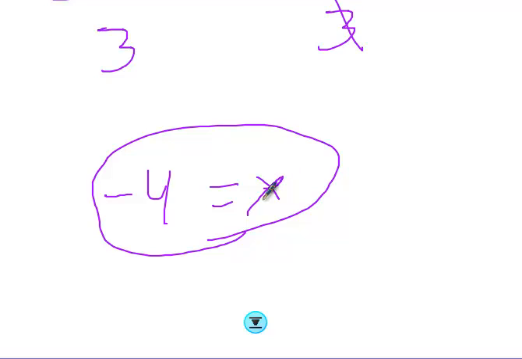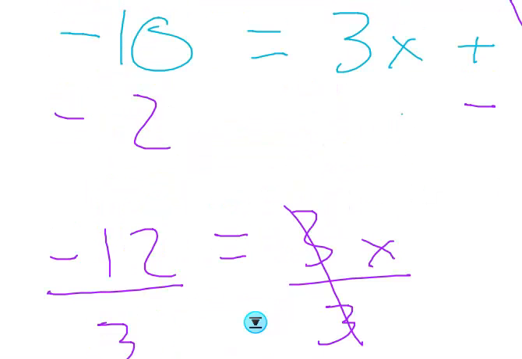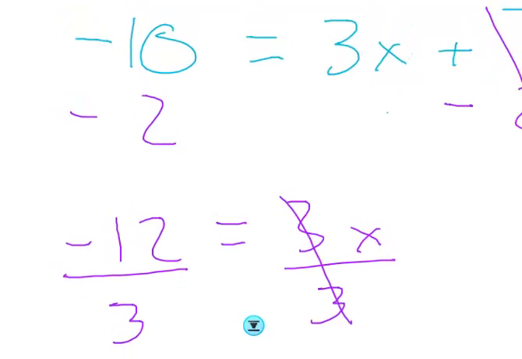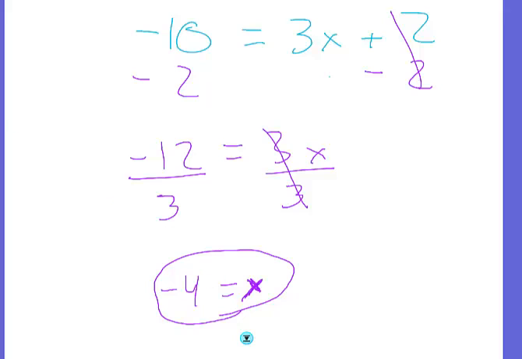All right. Again, it's very, very simple. As long as you follow your steps, you can't go wrong, as long as you do your math right. Make sure you do your math right. Correct answer to this, x equals negative 4.